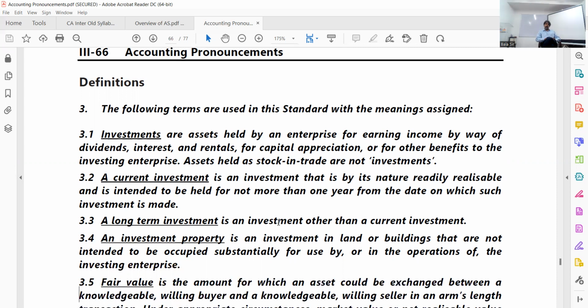Then 3.3 long-term investment. Para 3.3. A long-term investment is an investment other than a current investment. Very simple. They give a negative definition, right? Yes. What is not a current investment becomes a long-term investment. And very clearly the standard says we do not deal with investments held as stock in trade. If you are a broker, now holding those investments as stock in trade, we don't deal with that. Fine. That's given in para 3.1 itself.